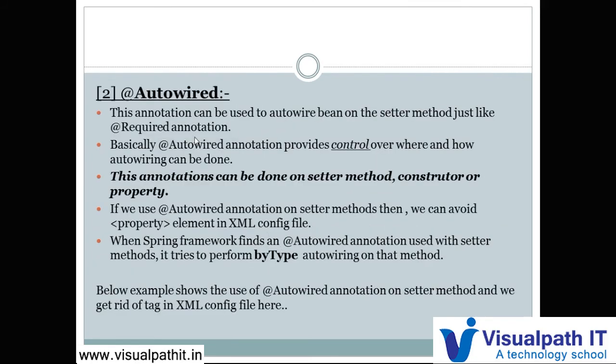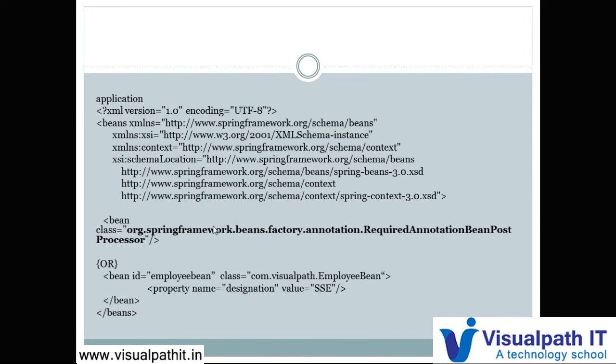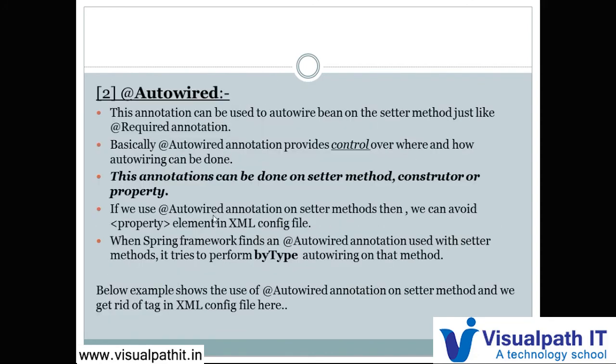Next comes the most typically used @Autowired. This annotation is used to autowire a bean on the setter method, just like the @Required annotation. Just like how we used the annotation on @Required, similar to that, even this @Autowired is used on the setter method. It provides control over where and how the autowiring can be done.